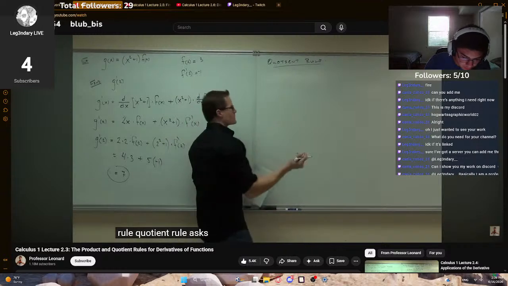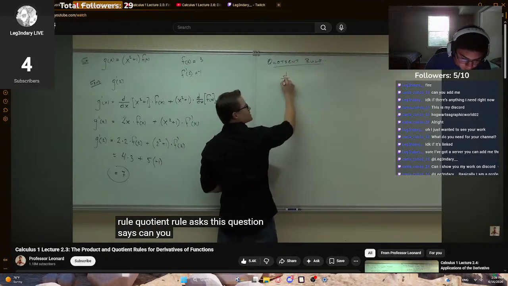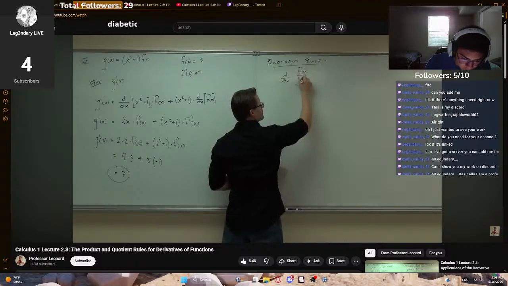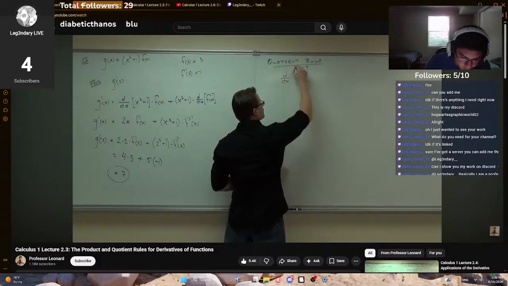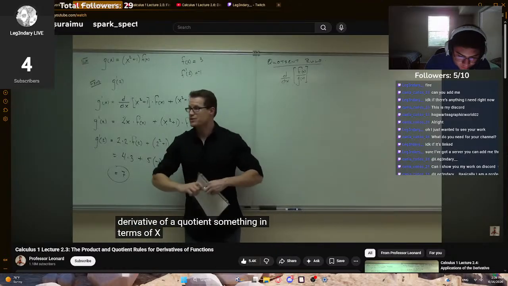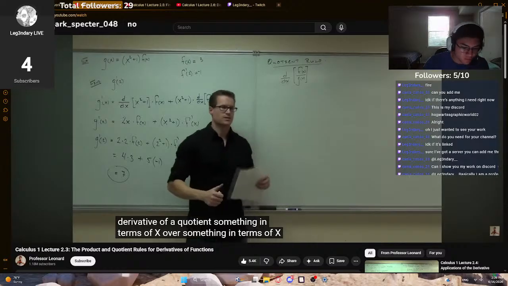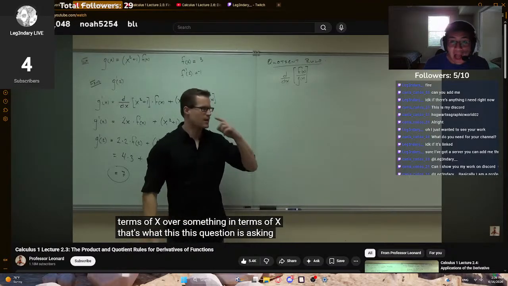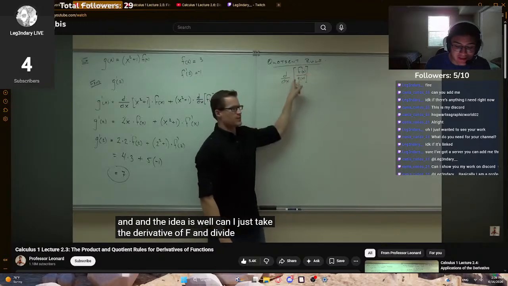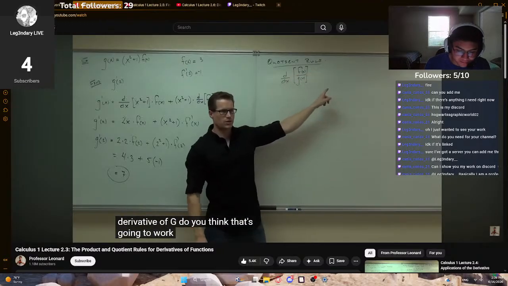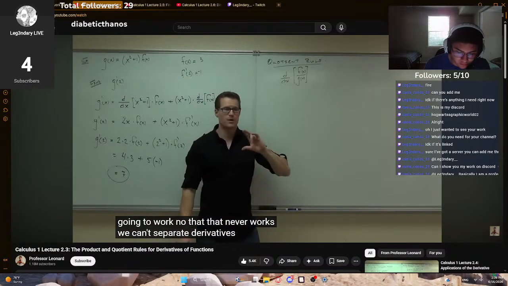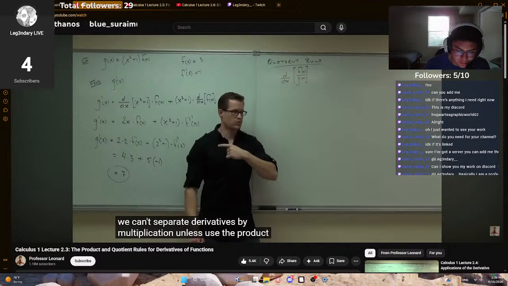Quotient rule asks this question: can you take a derivative of a quotient? Something in terms of x over something in terms of x. That's what this question is asking. And the idea is, well, can I just take the derivative of f and divide by the derivative of g? Do you think that's going to work? No, that never works. We can't separate derivatives by multiplication unless we use the product rule.